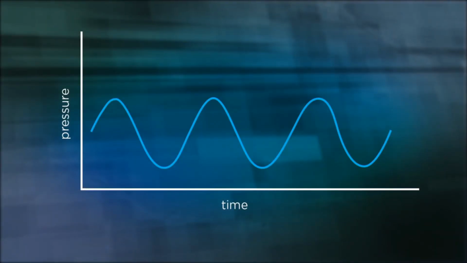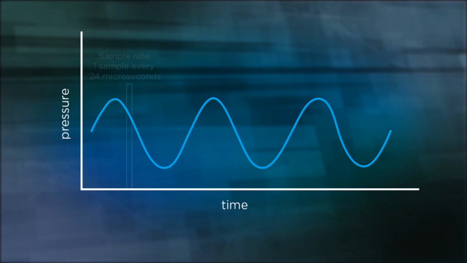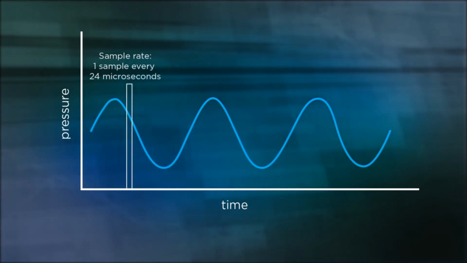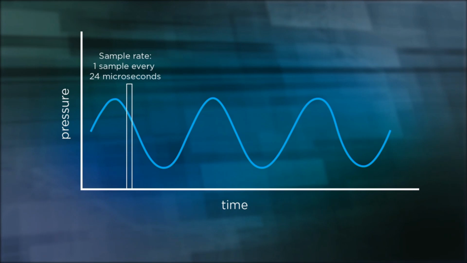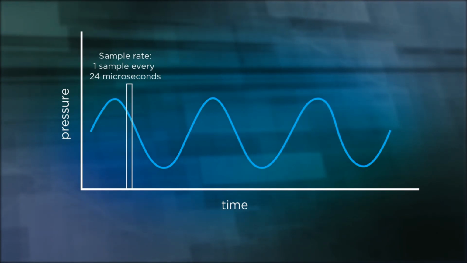We can depict the pressure measured at our ear as a function of time. Very roughly, the human ear can detect sounds up to about 20,000 times a second. That implies the ear is sampling the sound intensity function at roughly twice that rate. We'll call that the sampling rate. It's about one sample every 24 microseconds.